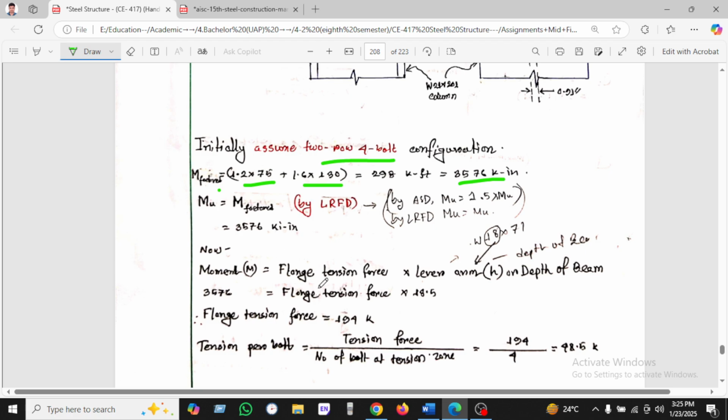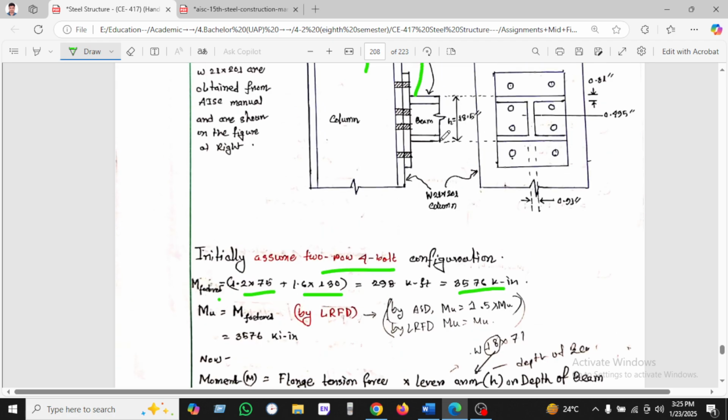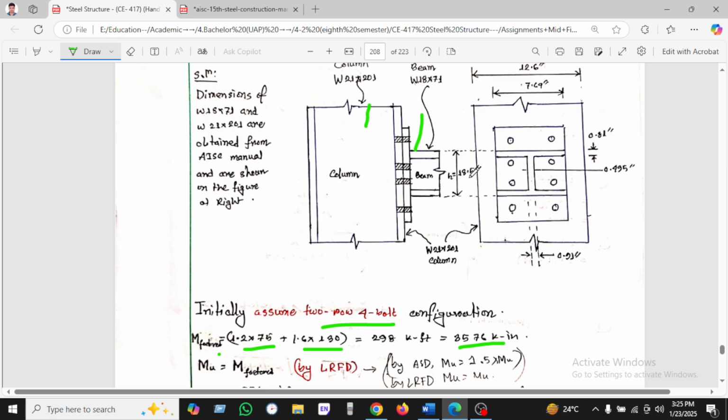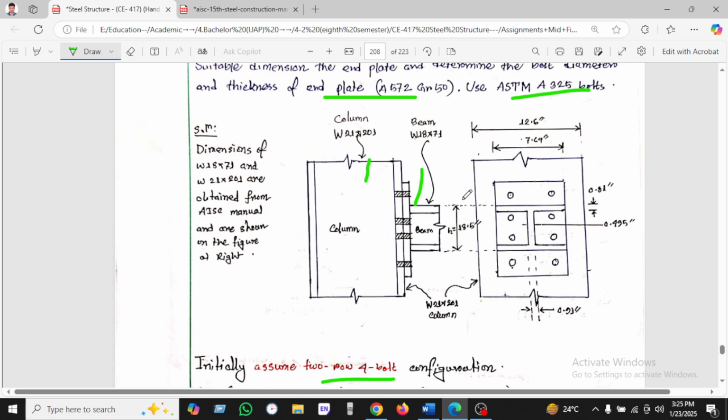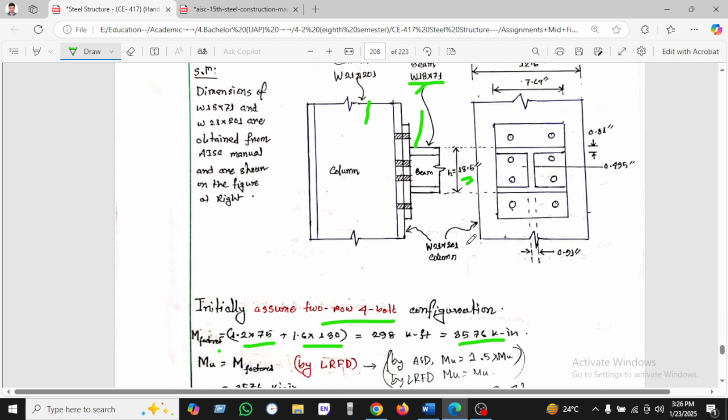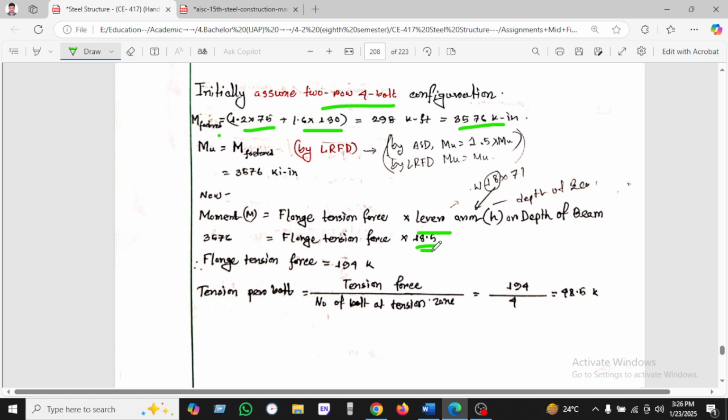The moment will be moment equal to flange tension force into lever arm. So how will we get the lever arm? The lever arm is nothing but the distance H, which is 18.5. This is the lever arm. We can see how we get this. We find it from the beam section, which is W18 by 71. So 18 is the beam section, that's why we take 18.5. This is the lever arm, 18.5.